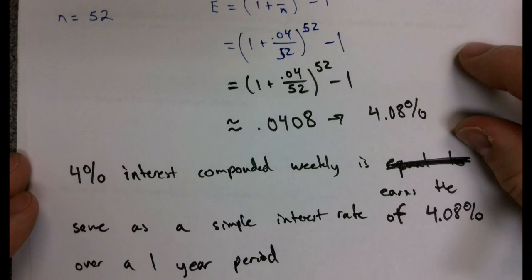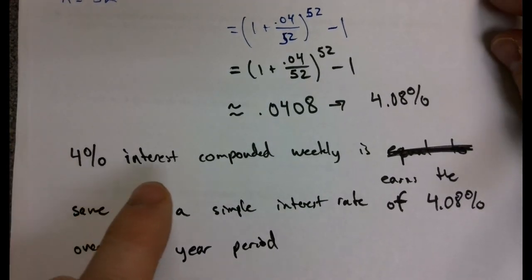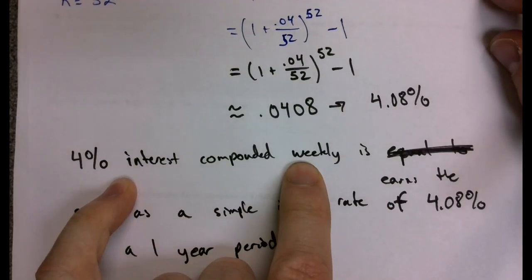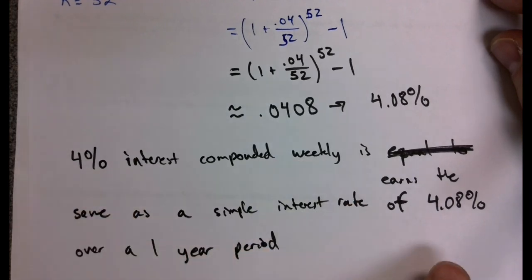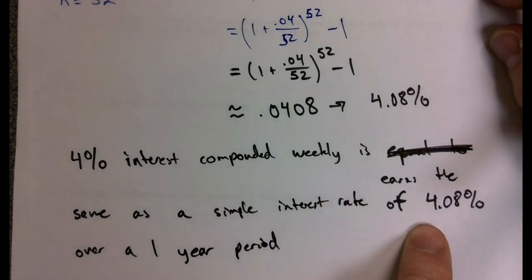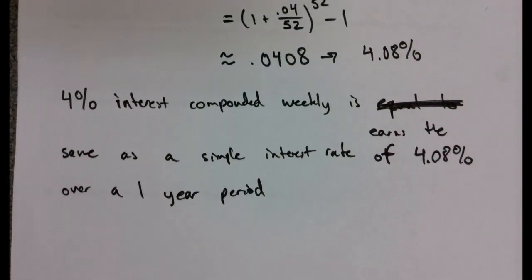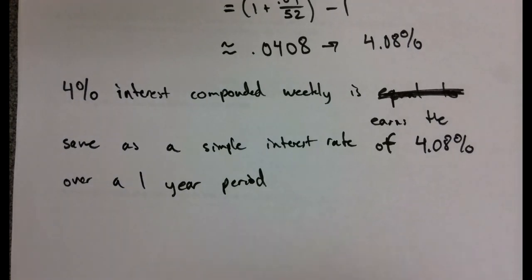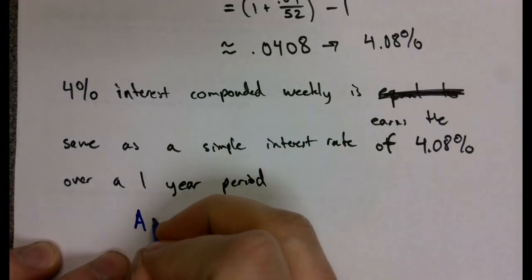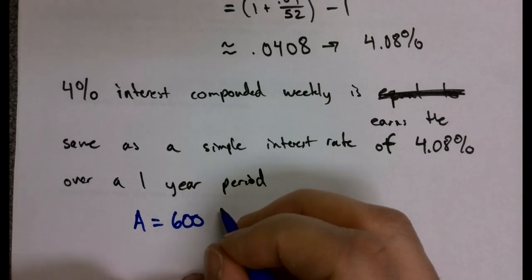So after 1 year, the 4% interest compounded weekly would give you the same amount of money as a 4.08% simple interest rate. So let's do that calculation real quick and prove it to ourselves. I'm a little scared that it won't work out, but let's just do it anyways. And then if I'm wrong, we can all laugh at me.